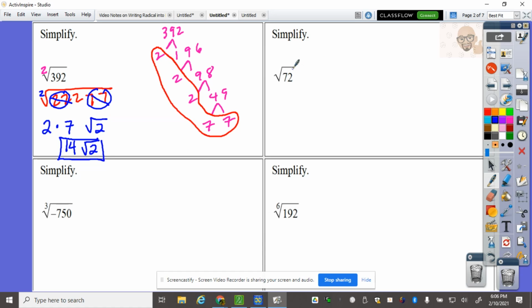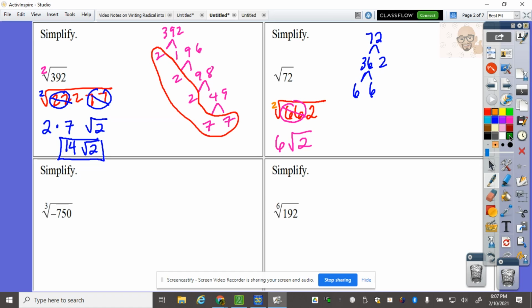Next, square root of 72. We can break down the 72 into 36 and 2. 36 can be broken into 6 and 6. There you go, I already have a pair of 6 there. So a pair of 6 will cross out, a 6 will go out, and the 2 will remain inside. Again, take note that the index here is 2. That's why I'm doing it by pair. It doesn't work all the time.